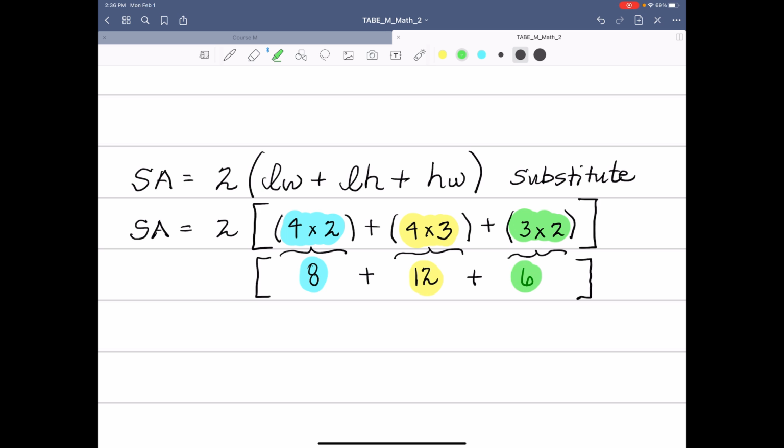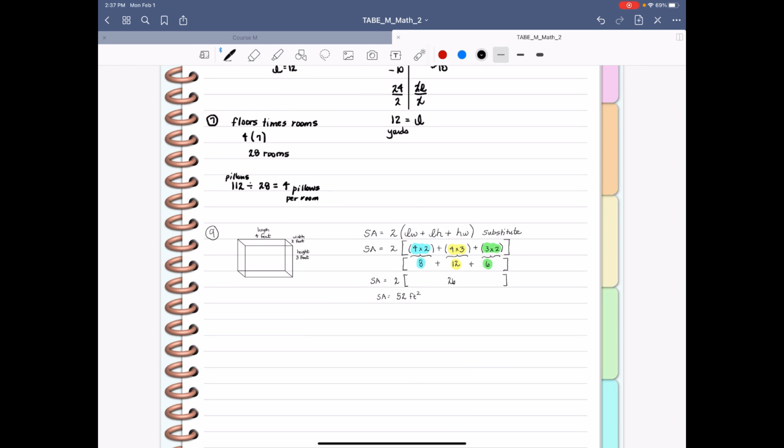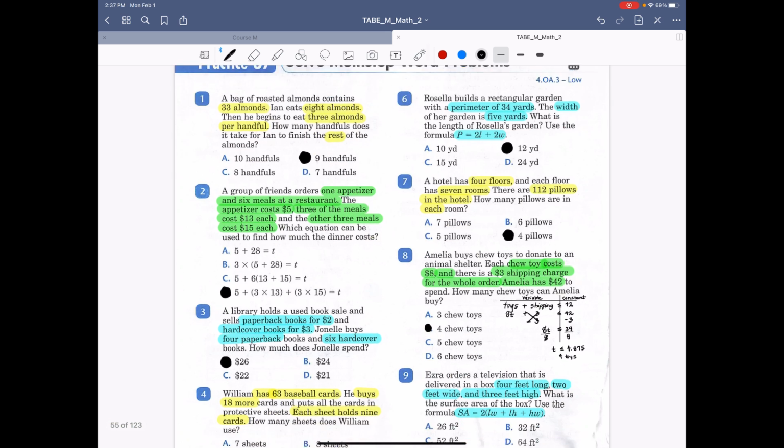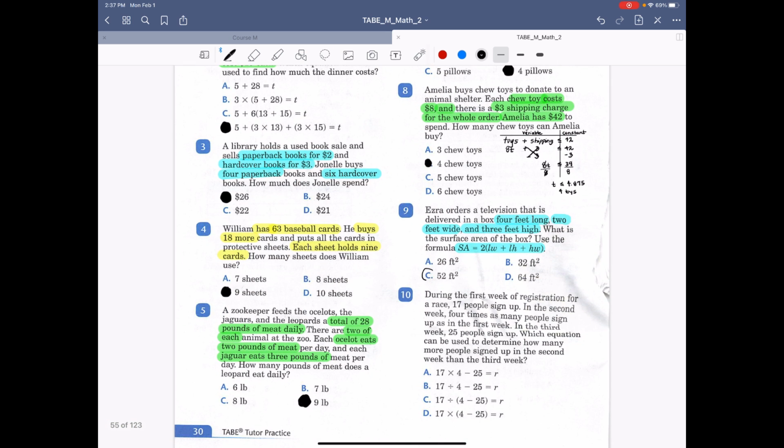So you do each of those pieces. You're still inside of brackets. So you add up those pieces. 8 and 12 is 20, plus 6 is 26. And then you have 2 times 26, and you've got your answer. So the surface area is 52 square feet. So I am liking answer C for this one. 52 square feet.